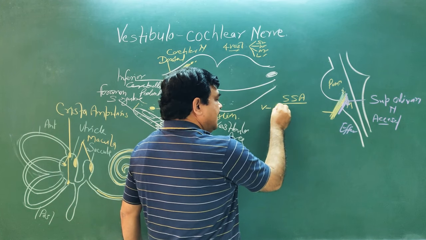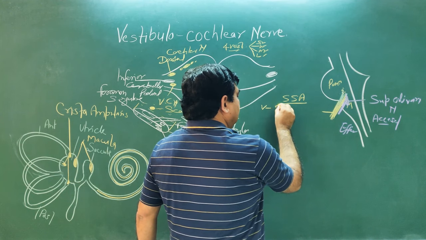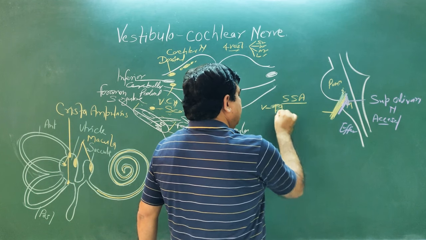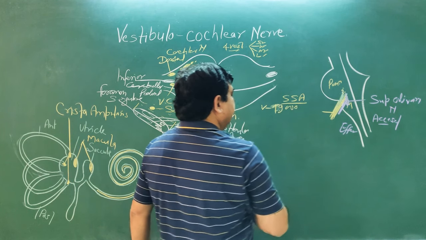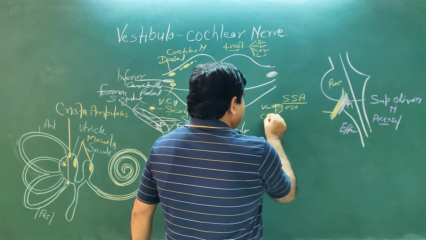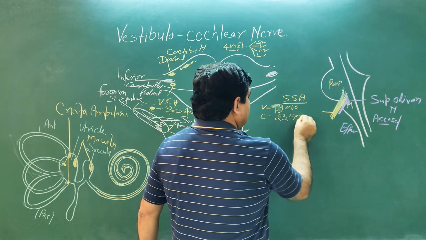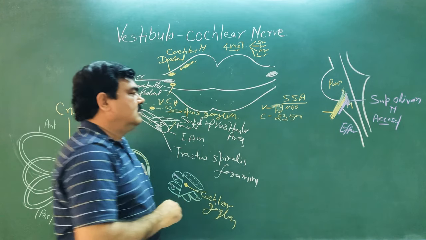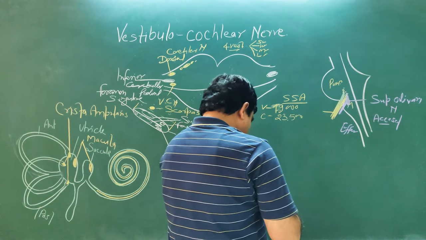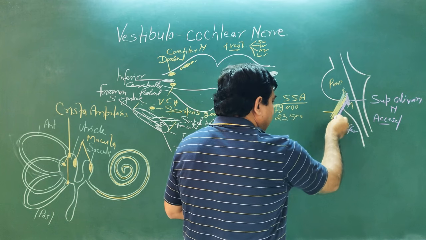vestibular fibers are around 19,000, and cochlear fibers are around 23,500. And there are very few efferent fibers.